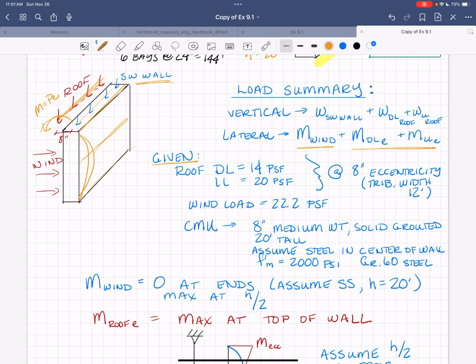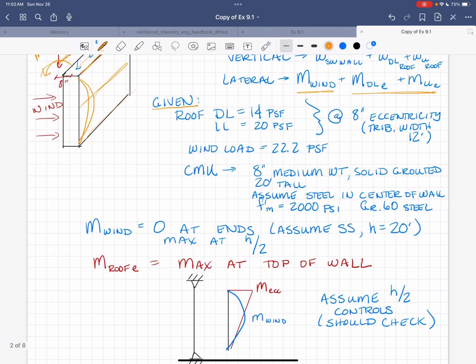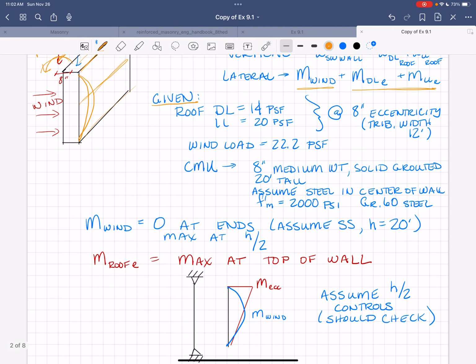The roof dead load is 14 pounds per square foot. The roof live load is 20 pounds per square foot. I've got an eccentricity of 8 inches. And note that the tributary width, if I'm given pounds per square foot from the roof loads, on this edge wall is 12 foot. So they're 20 foot by 24 foot bays, so that's a 12-foot trib width. If you start seeing magic numbers come in there, look for your tributary widths, your eccentricities, etc.